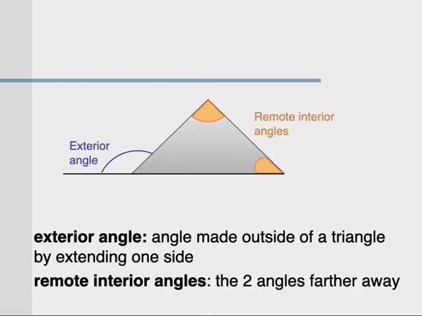Next definition, write this down. Remote interior angles are the 2 interior or inside angles that are farthest away from your exterior angle. On the diagram above your definitions, go ahead and label those angles in the picture, the exterior angle and these 2 remote interior angles.